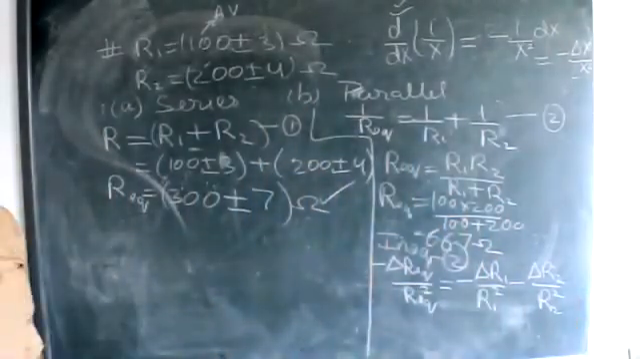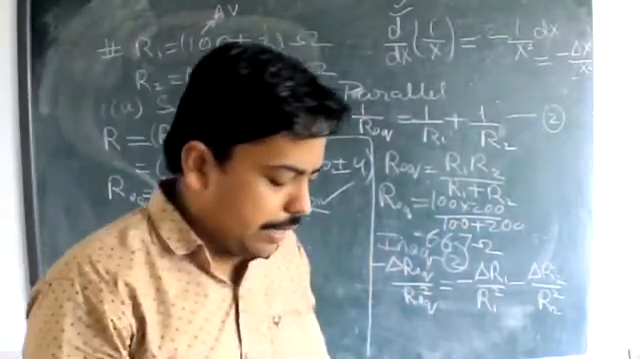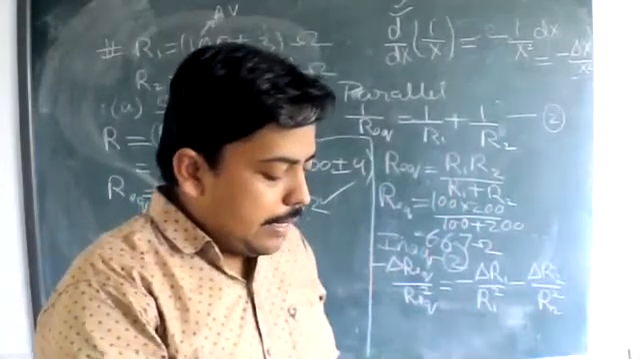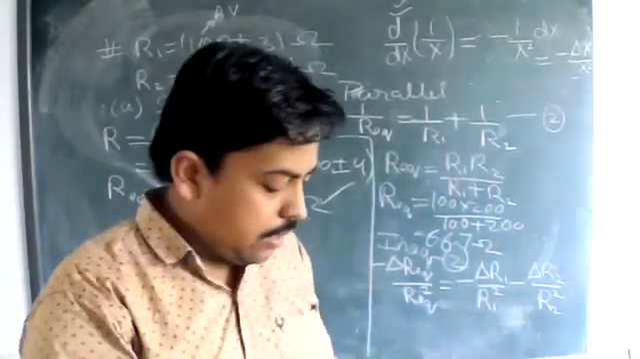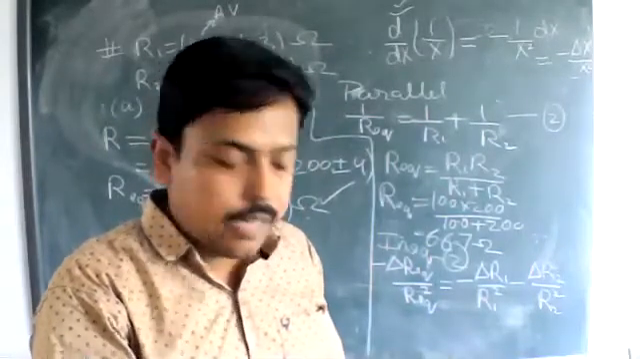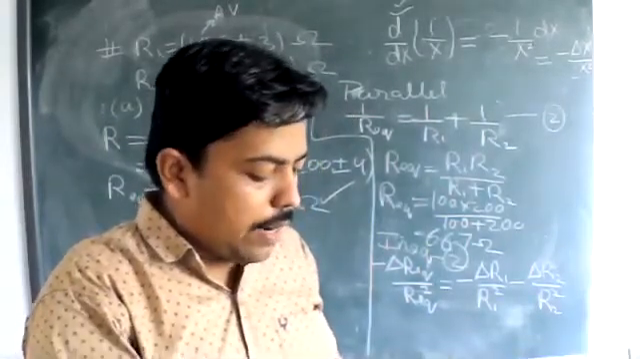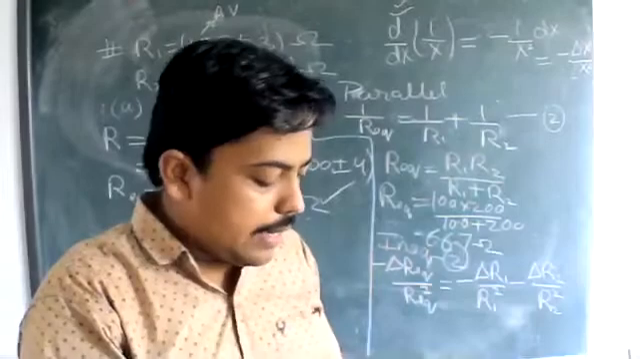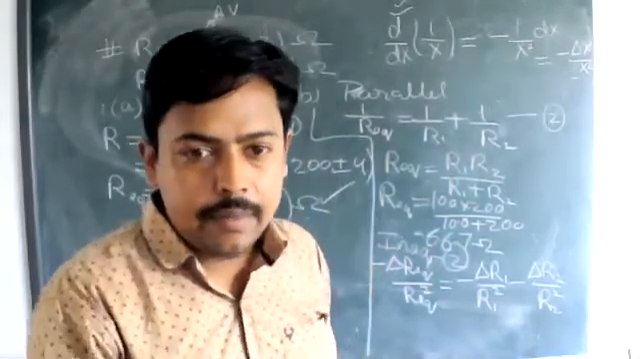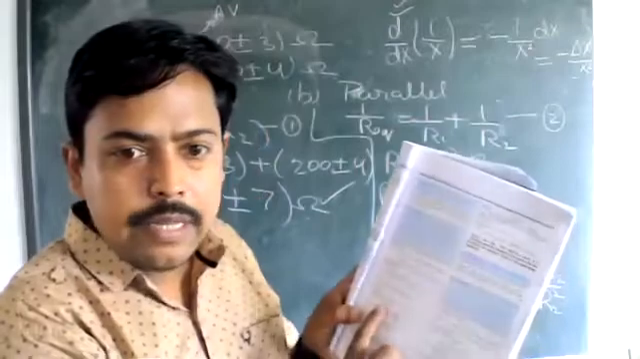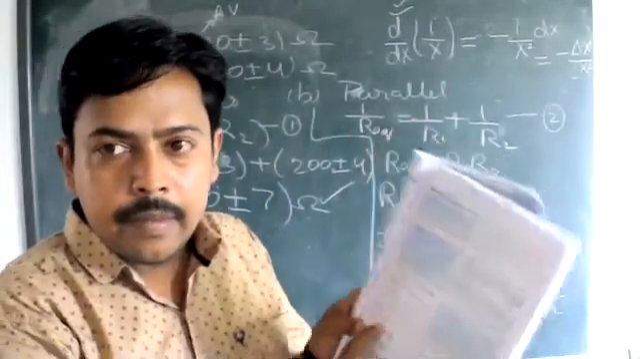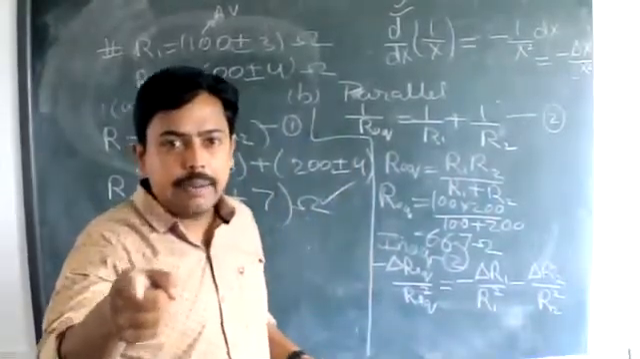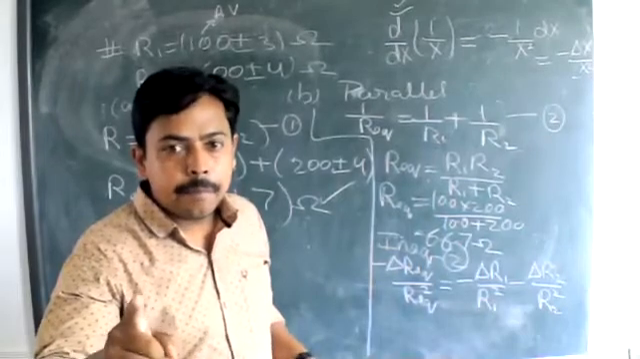Now you can see that there is one relation which has been written there. In the solved example, one relation has been given: delta r dash upon r dash squared is equal to delta r1 upon r1 squared plus delta r2 upon r2 squared. Just see in your book. Is it there or not? You can see it has been given there. Yes, sir. So this relation is equivalent to that relation which we are getting in the book. Am I right or not?